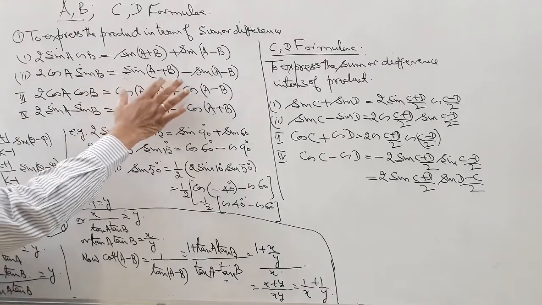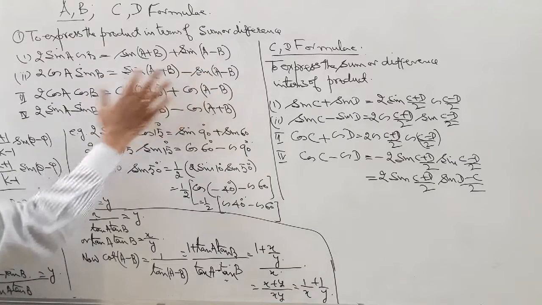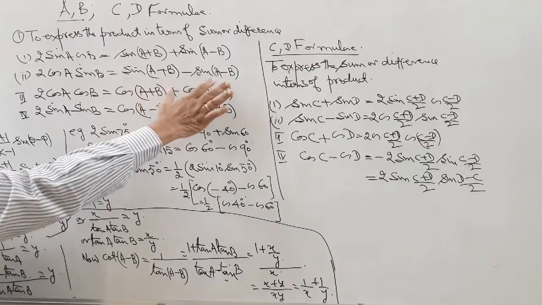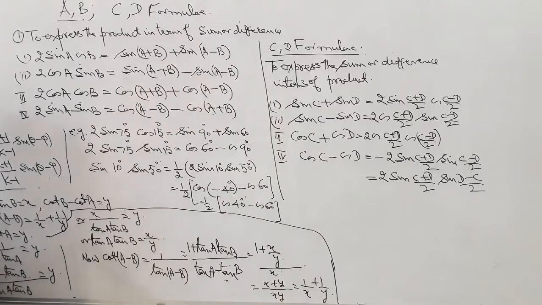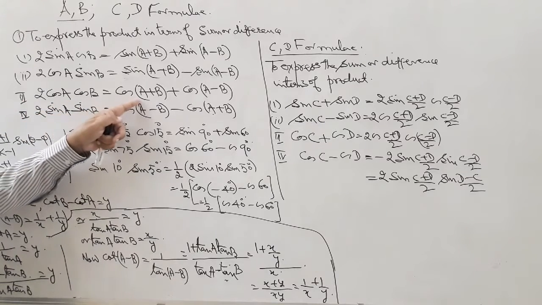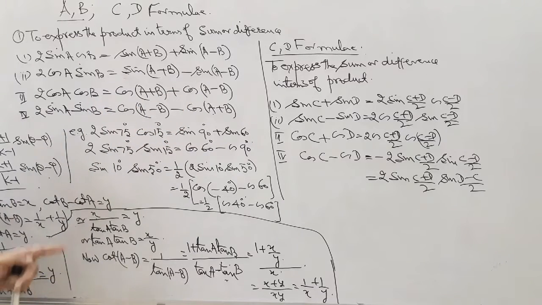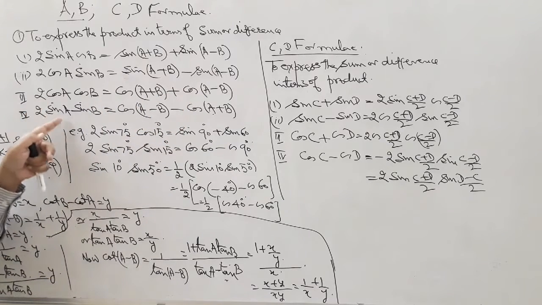Sin A plus B minus, here it will be minus if cos is coming first. Sin A plus B minus sin A minus B. In the third formula, you have 2 cos A cos B. It will be cos A plus B plus cos A minus B. And the fourth is 2 sin A sin B.